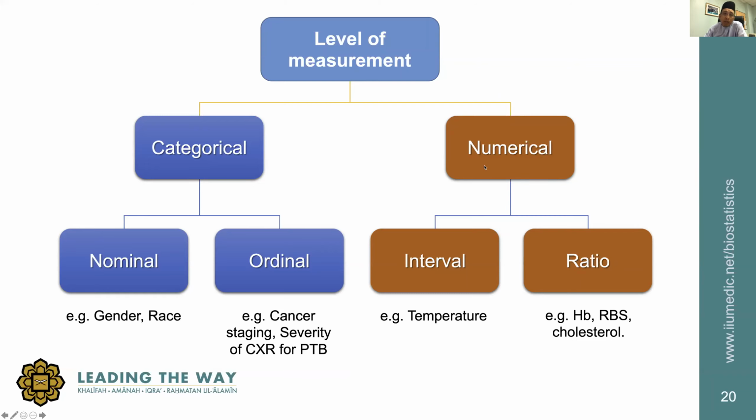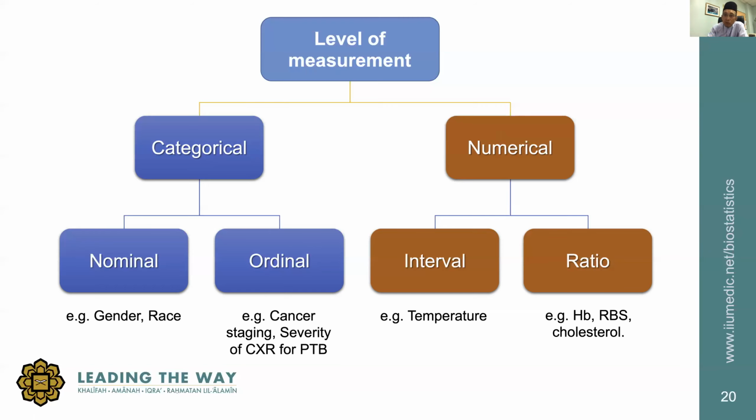Numerical, you can talk about temperature, for example, interval. But for statistics, as long as you lump them together as numerical, it is enough. So for our practical session, if you can identify between nominal, ordinal, and numerical, that will be sufficient. For every variable, for every bubble chart in your diagram, you must recognize how you measure it.